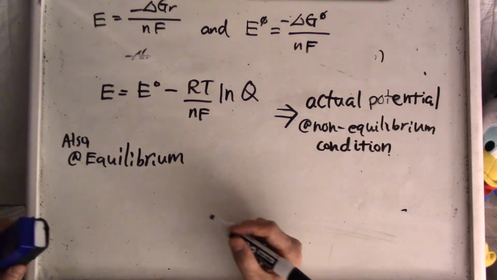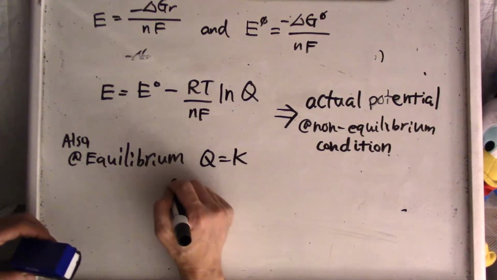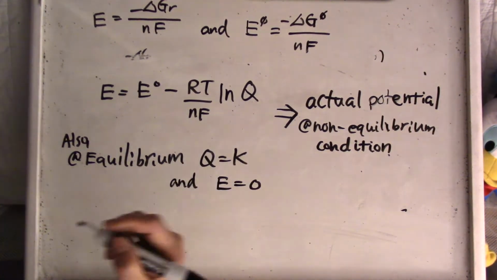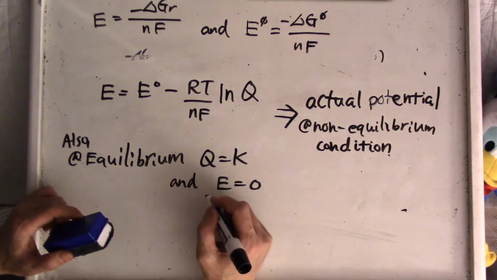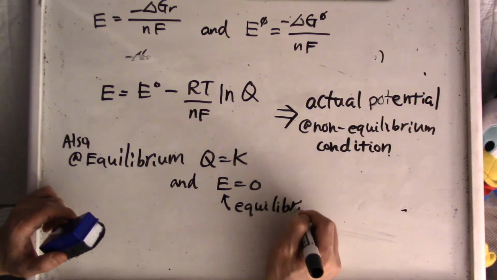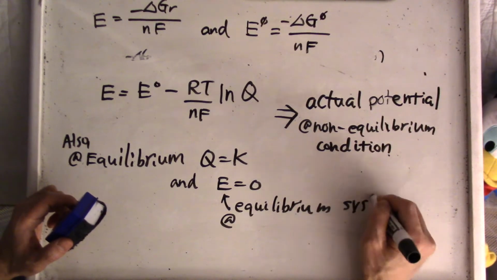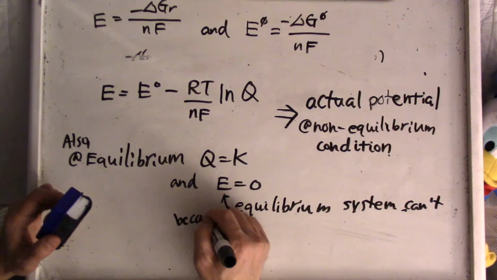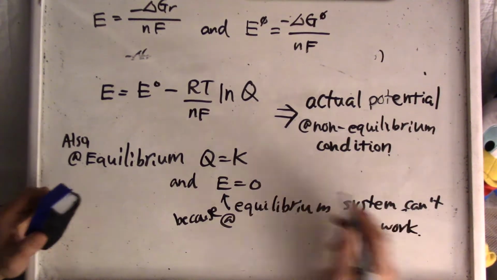Of course, at equilibrium, Q is equal to K, and at equilibrium, the potential E is equal to 0. So keep that in mind, because at equilibrium, the system can't do work. So keep that in mind.